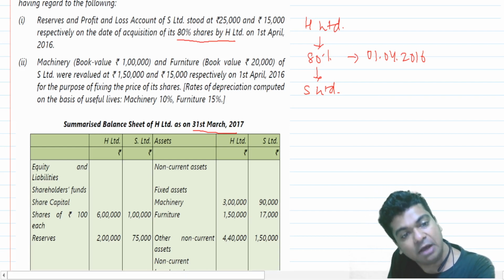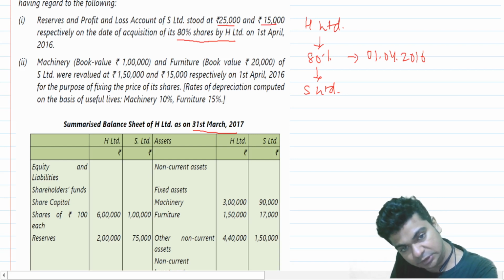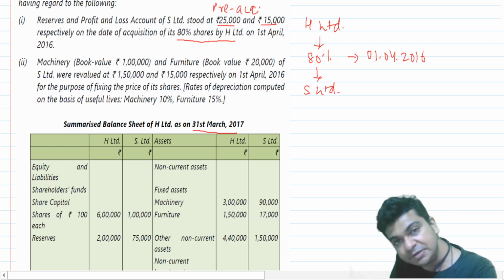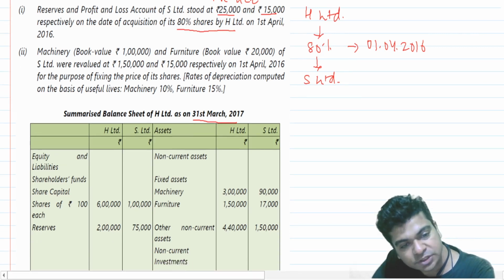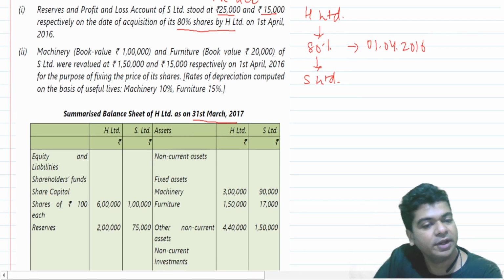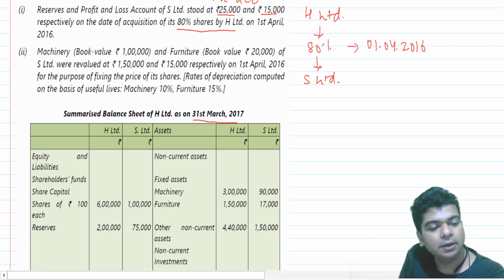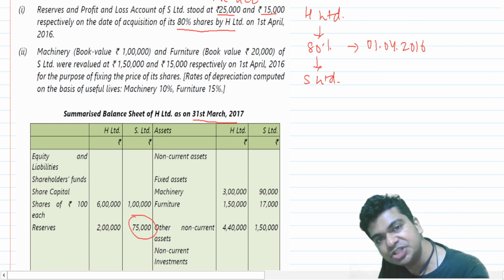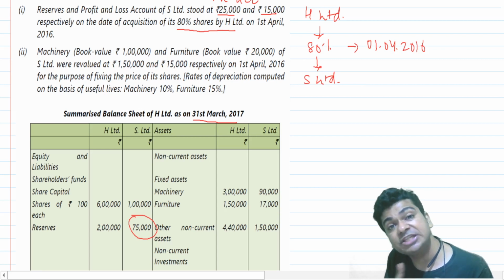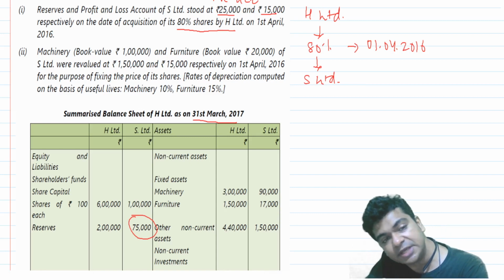Reserves and P&L of S Limited stood at 25 and 15. This is on 1st April 2016, so this will turn out to be pre-acquisition in nature. But if you see the balance sheet, they are showing reserve now at 75,000. Reserve of the subsidiary is 75 now, and as you can see, when we acquired the shares, it is 25. So whatever is the change in the reserve that has occurred after 1st April 2016, that will become post-acquisition in nature.